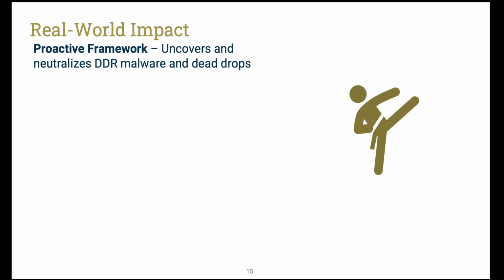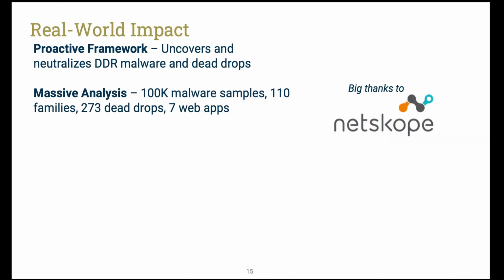So, stepping back, what did we actually achieve with VADER? Well, VADER moves us beyond reaction. It proactively uncovers and neutralizes the dead drops that DDR malware relies on before the CNC channels ever go live. Now, we tested it at scale, 100,000 malware samples across 110 families and 7 major web apps, and found 273 active dead drops hidden in plain sight.